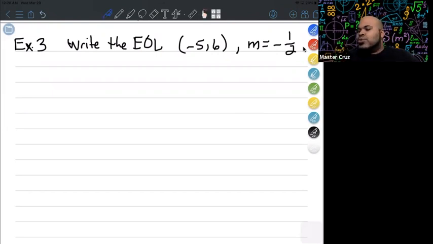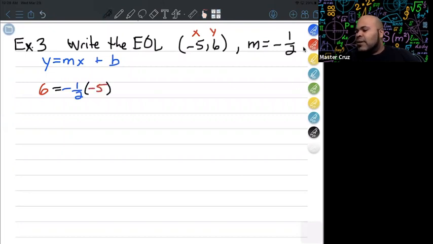I'm going to use y equals mx plus b just because that's my favorite method and it's only one equation that I need to memorize. So the first thing is set this equal to x. I'll set this equal to y, okay? And plug it in because I know my slope. So y is 6, so this is 6 equals, the slope is -1/2.